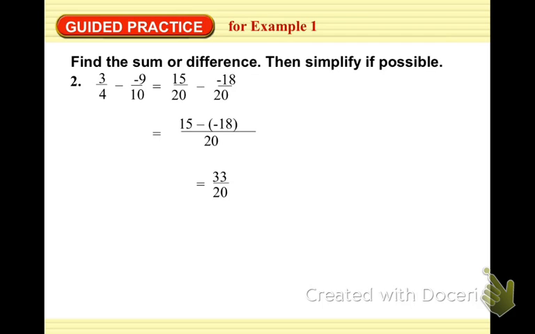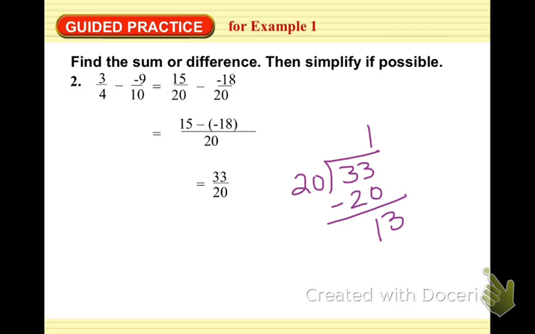I will want to change that to a mixed number. The way that we do that is take 33 and divide it by 20. It goes in one time, and when I subtract, I get 13. That's my remainder. I will write my remainder over the denominator. So I have 1 and 13/20 as my solution.